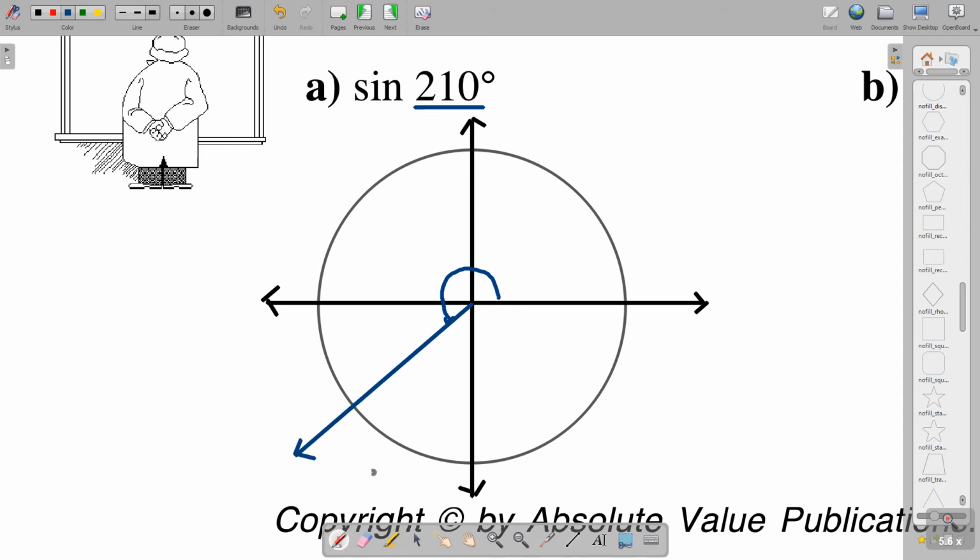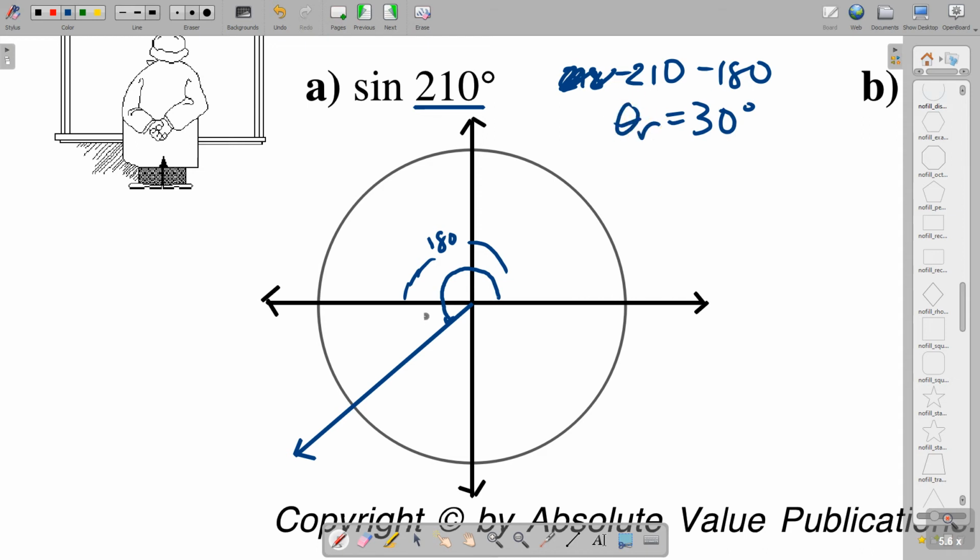Okay. If this chunk right here is 180 degrees, the referent angle is what's left over. 210 minus 180 is a 30-degree referent angle. That's how I know what's going on here. 30 degrees.